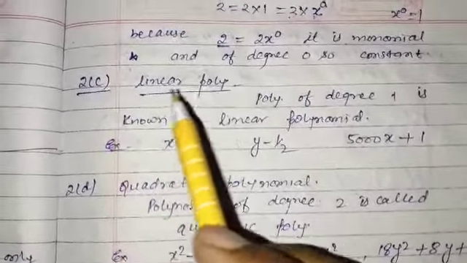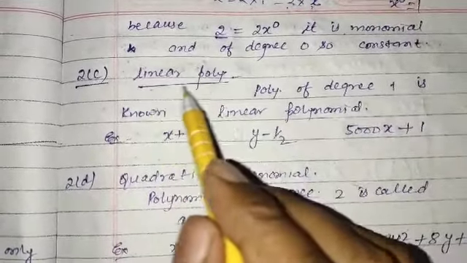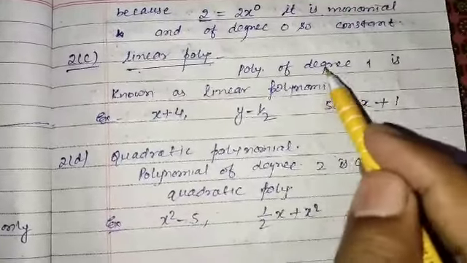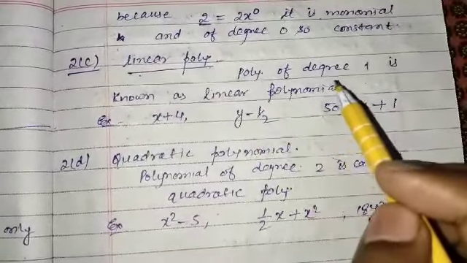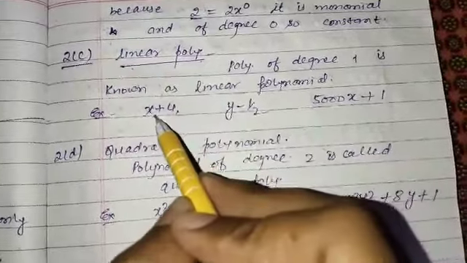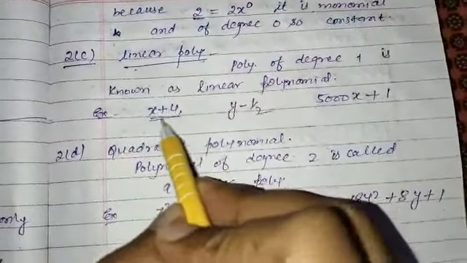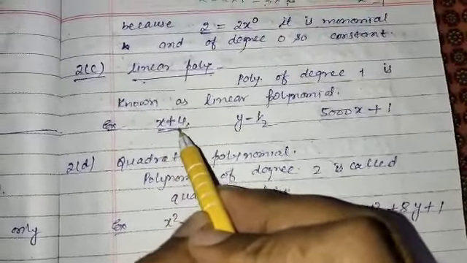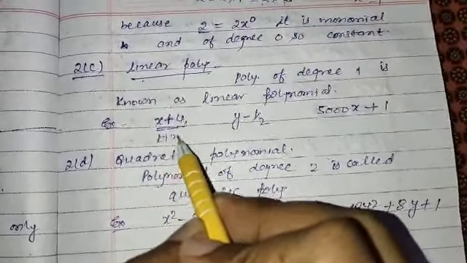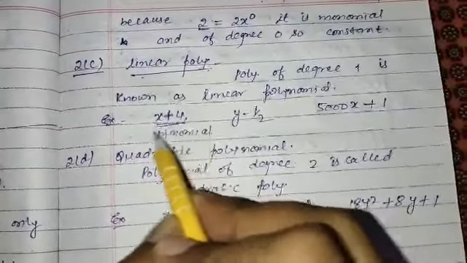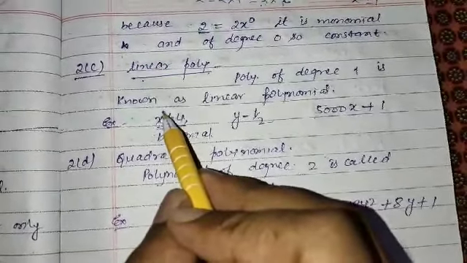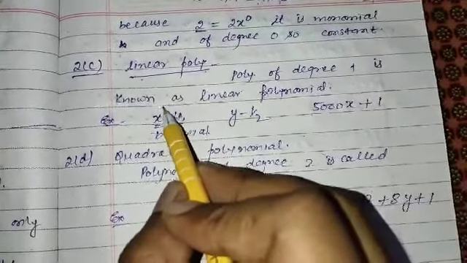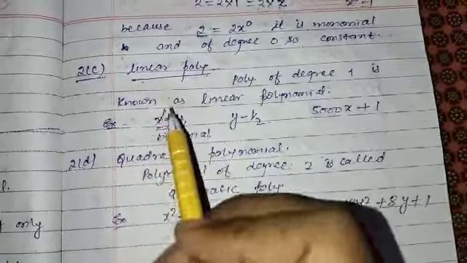Now the third point is linear polynomial. The polynomial of degree 1 is known as linear polynomial. The example is x plus 4. How many terms? 1 and 2 terms. There is 1 plus sign, so 2 terms. So this is a binomial on the basis of terms, but the degree is what? This is 4, so it is constant. X power is 1, so this is linear polynomial.